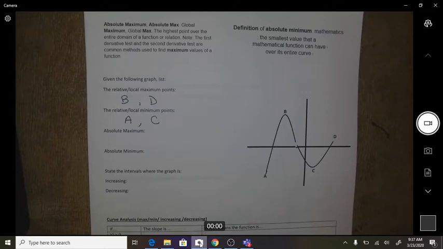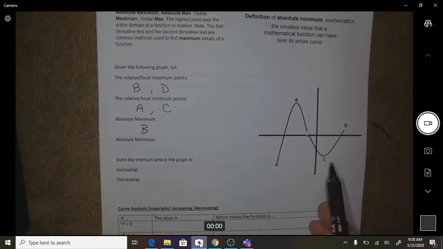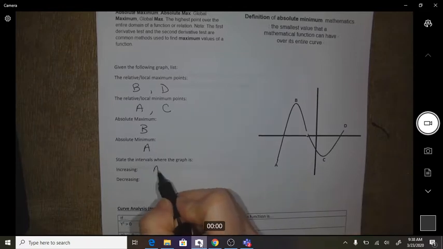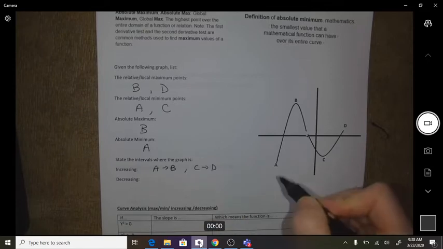Okay, and now an absolute max or an absolute min is the highest or lowest over the whole domain. So here B is an absolute max and A would be an absolute min. State the interval where the graph is increasing. So this graph would be increasing from A to B, and from C to D it would also be increasing. It is decreasing between B and C.